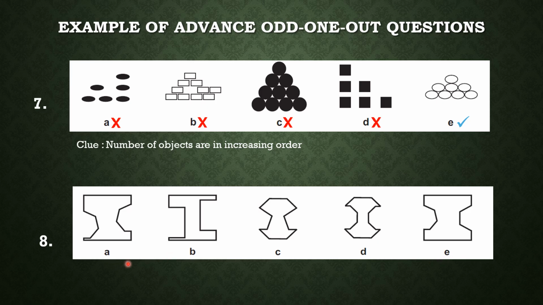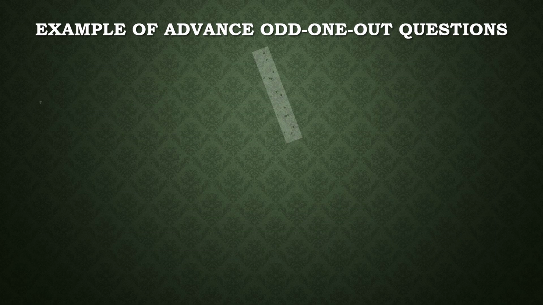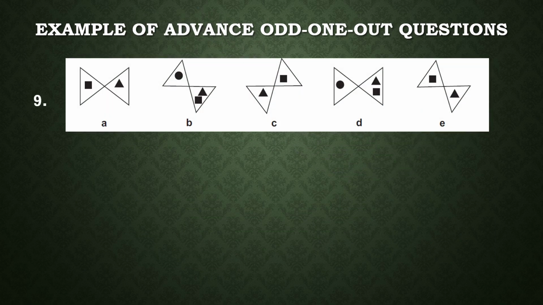So if we see their inner cuts of these shapes, they are somewhere in a reflection here, here, here, here. However, here if we see the inner shapes are not in reflection, so the option E should be the odd one out, because the inner cutout or inner shapes are not a reflection in option E. Now let's have a look into the next example.